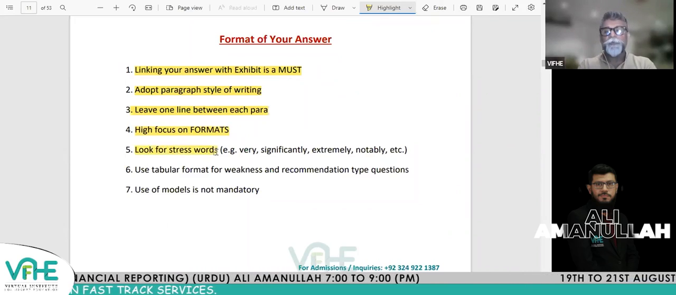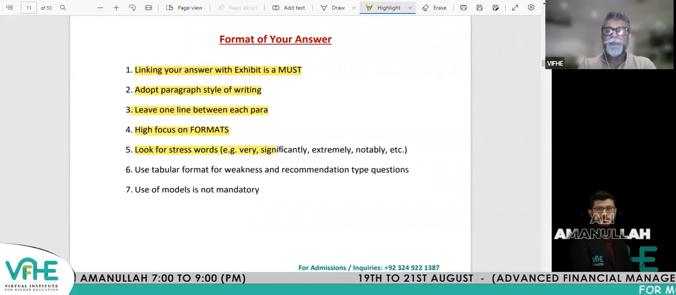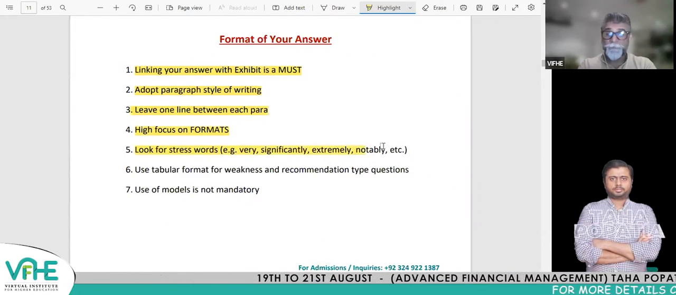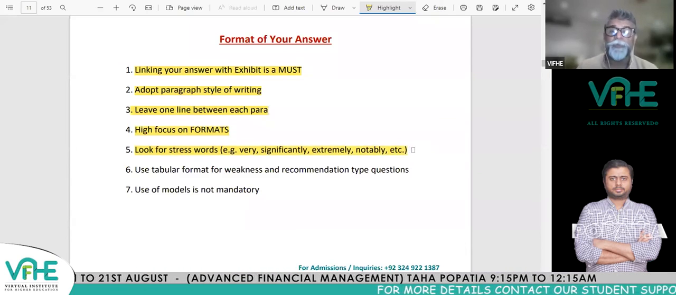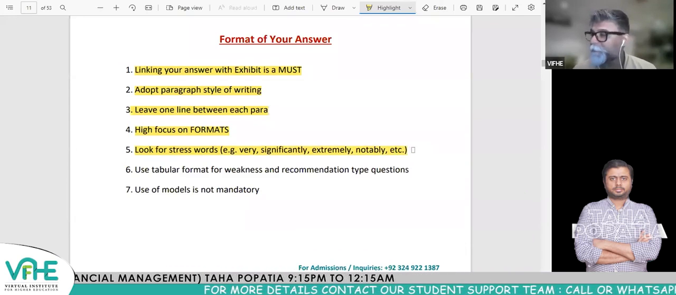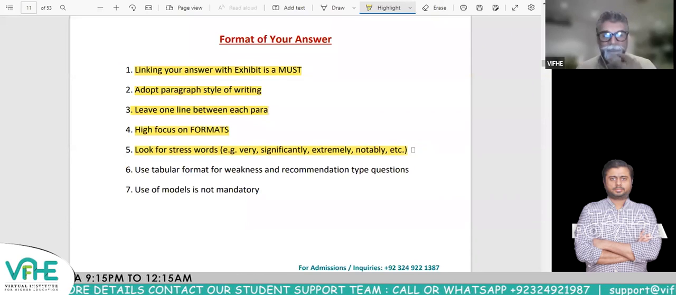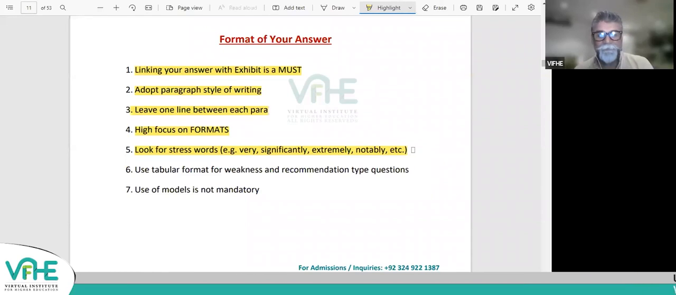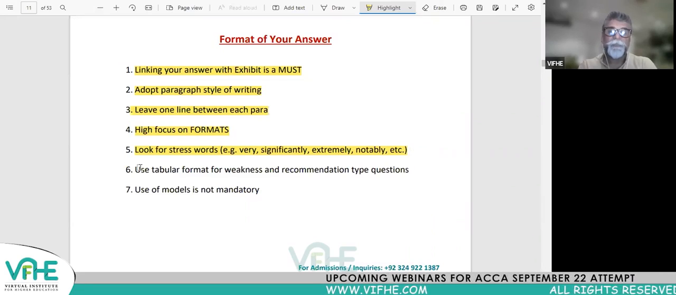Look for stress words in your exhibits. Stress words means very, significantly, extremely, notably. Any sentence which has these words: significant competition, extremely something, notably something. These are stress words. They are emphasizing something. So make sure that you copy paste this or use this information in your answer.